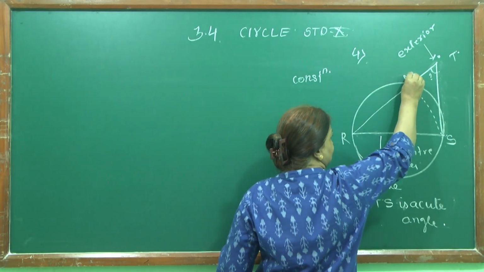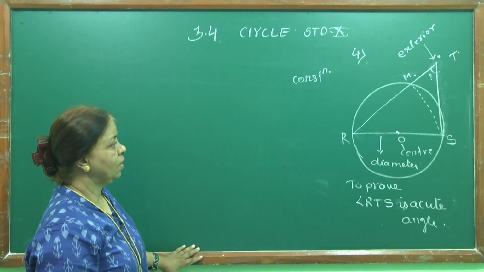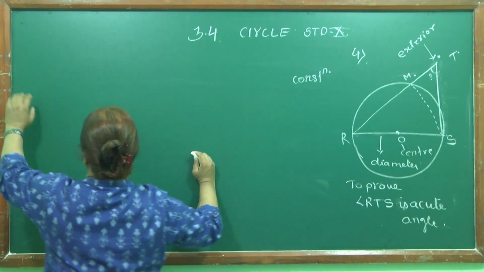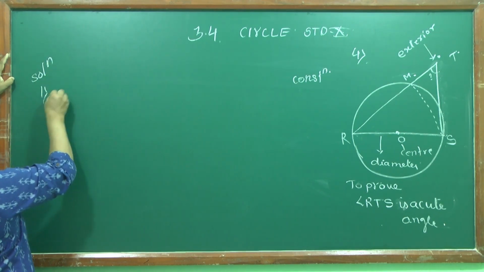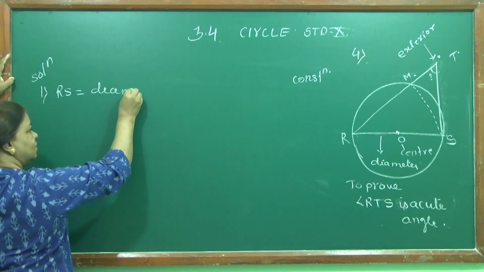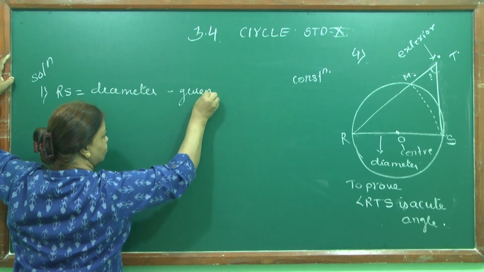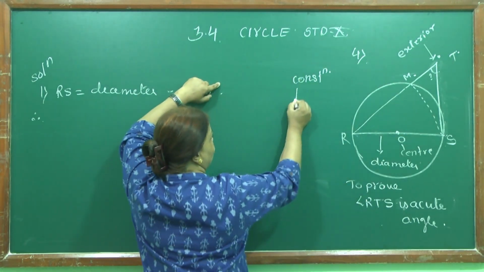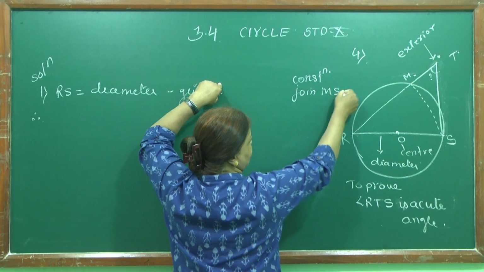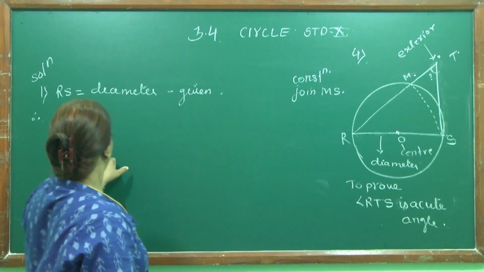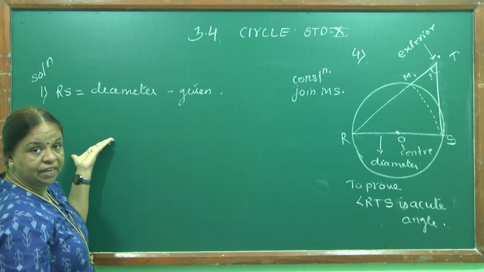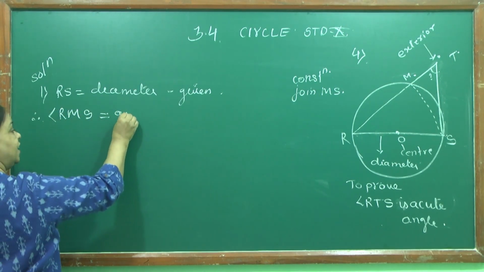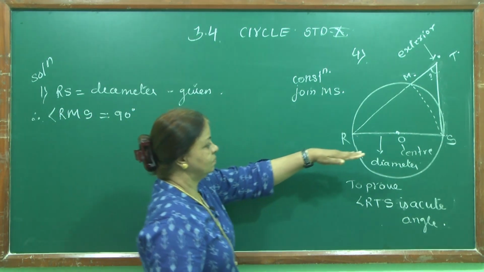Okay, let me take it as M. Okay, when I construct MS, join MS, what is RS? Let us start solution. First point, RS is equal to diameter, and it is given, fine, and therefore you have done construction. You should write: join MS. Okay, what will be there? RS is a diameter. Now what are you getting, children, here? Now in triangle RMS, therefore angle RMS is equal to 90 degree, angle in a semicircle.